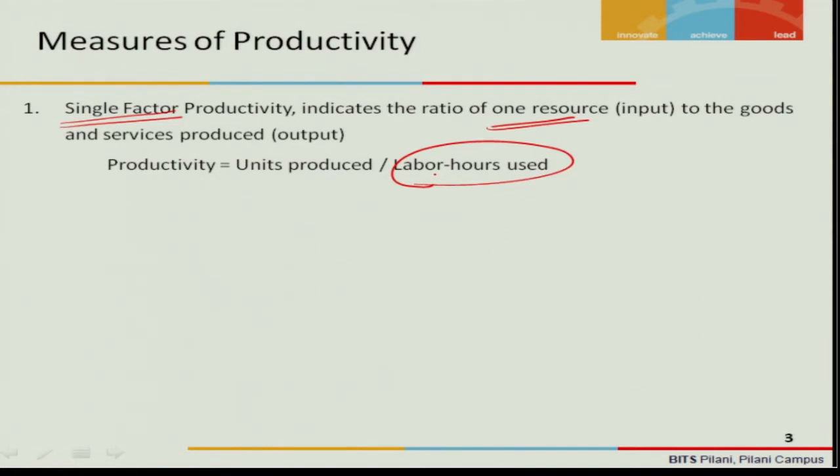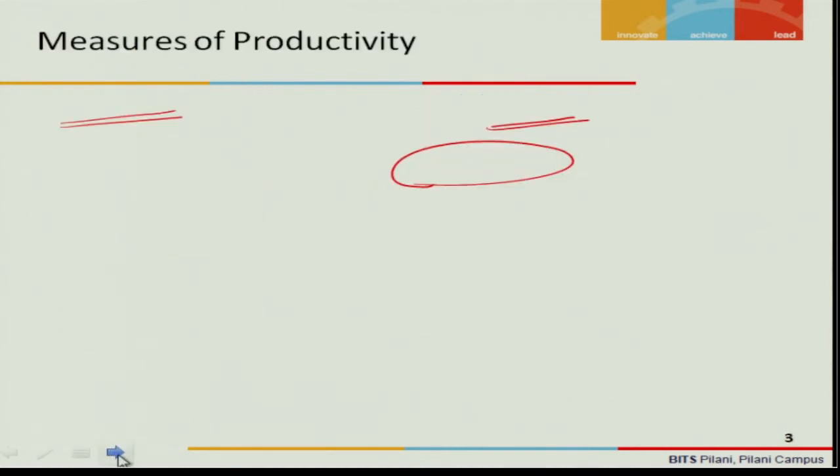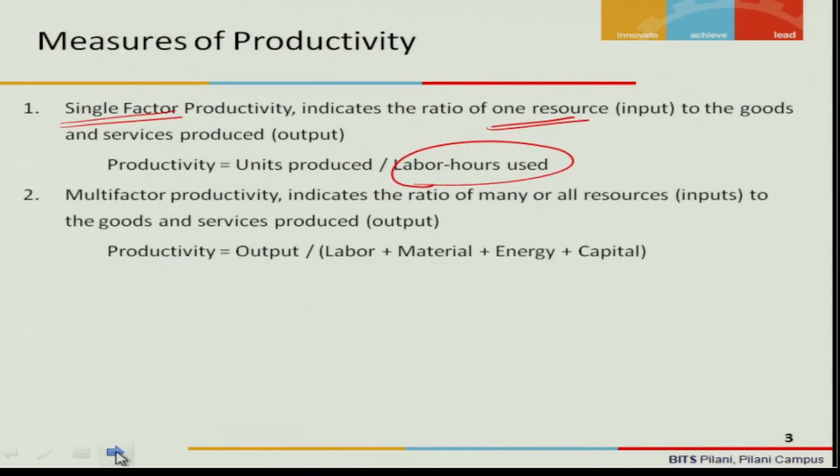In our previous example, wherein we calculated the productivity like the 100 units produced by a man, 200 units produced by two men, etc., are all single factor productivity. What is the next productivity? It is known as multi-factor productivity, or it is also known as total factor productivity.